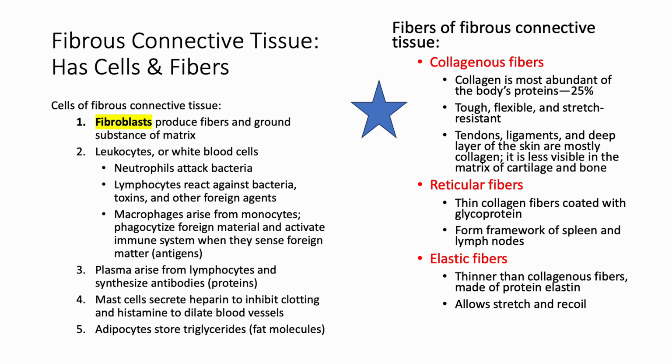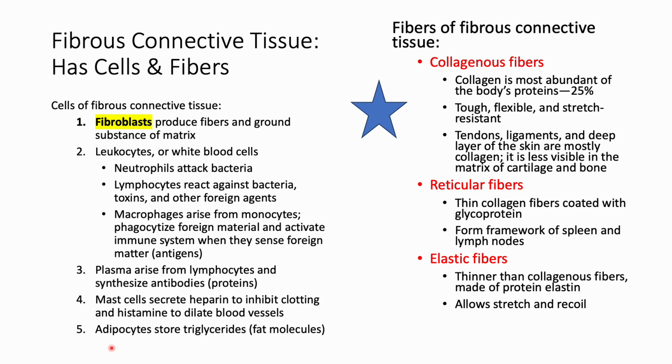So let's start off first with fibrous connective tissue. This connective tissue has cells and fibers. What cells will we find? You will often find a lot of fibroblasts. These fibroblasts produce fibers and the ground substance of the matrix. You will also find leukocytes, or your white blood cells: neutrophils, lymphocytes, macrophages. You'll also find plasma cells, which synthesize antibodies. You'll find mast cells, and you'll find adipocytes that store triglycerides. So these are all the different types of cells you can find in connective tissue.